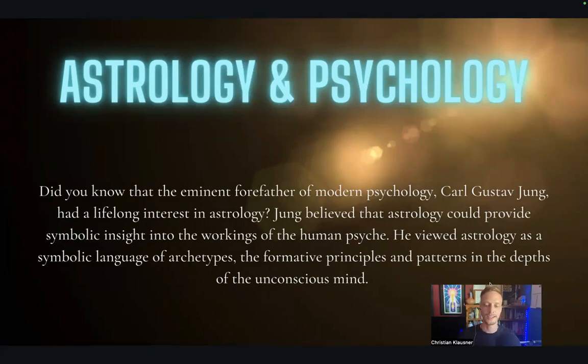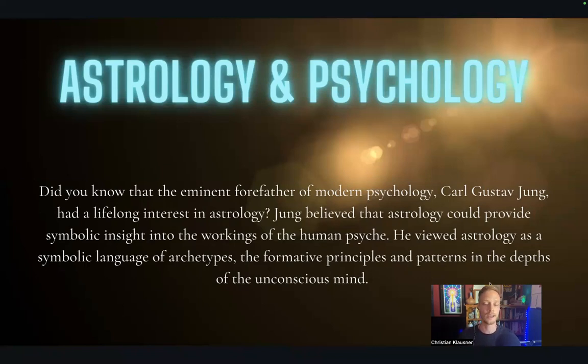Did you know that my favorite psychologist, Carl Gustav Jung, he was one of the eminent forefathers of modern psychology, and he wrote a library of books all on his own. Did you know he had a lifelong interest in astrology? Jung actually believed that astrology could provide symbolic insight into the workings of the human psyche. And he always kind of kept this a secret. But all throughout his career, he was always looking into astrology. He would take down the birth charts of his clients so he can understand them better and help them work through the unconscious mind. He viewed astrology as a symbolic language of archetypes.